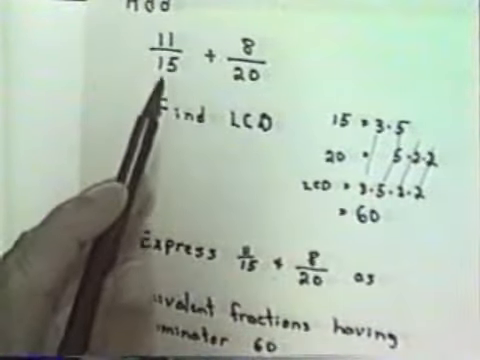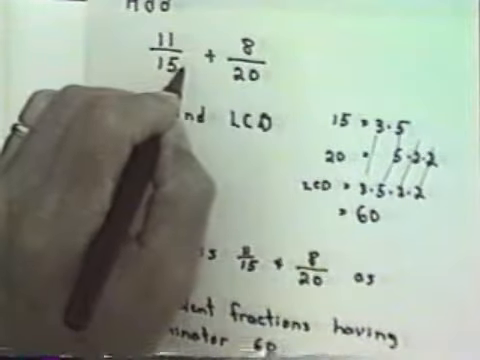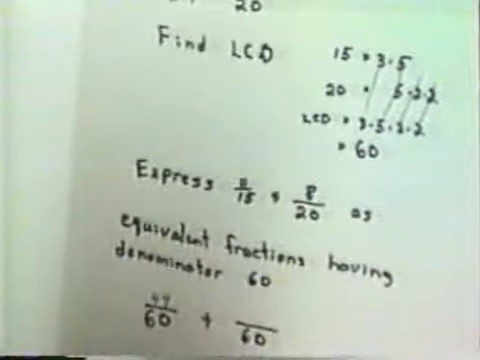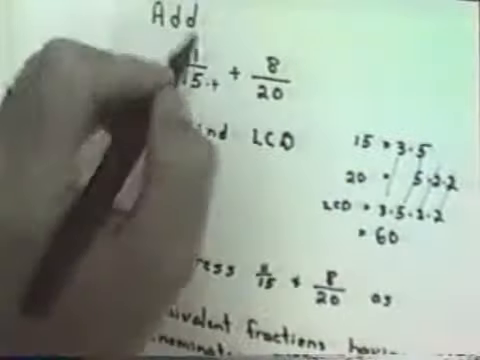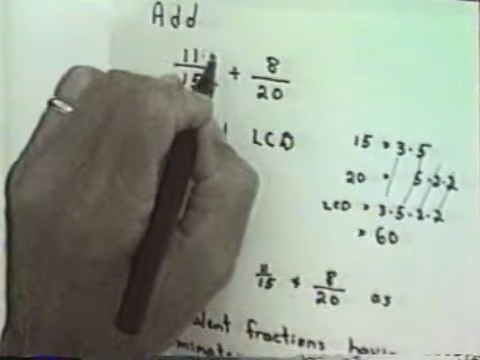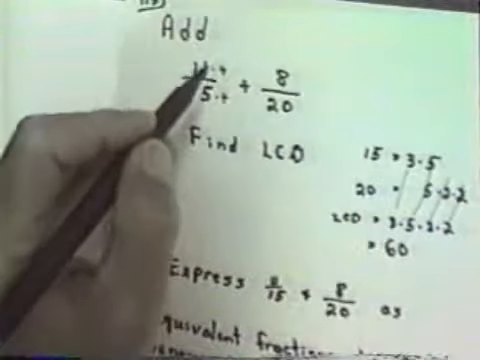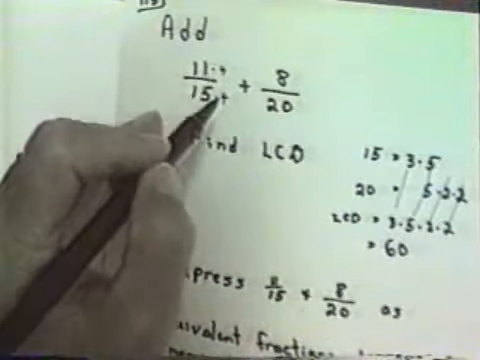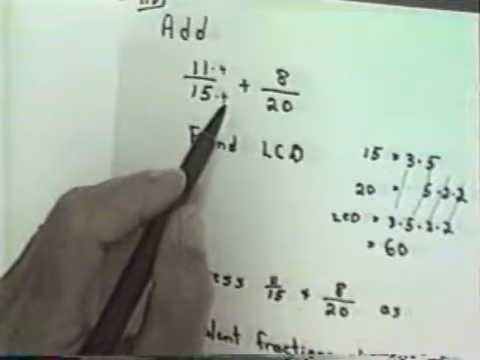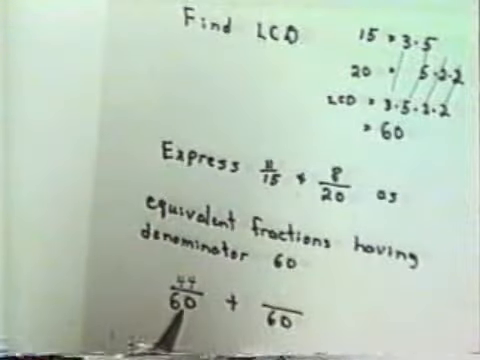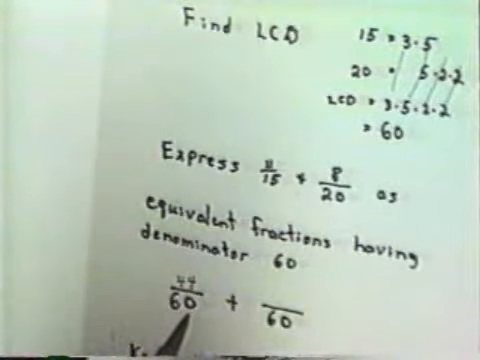Now the way I did that, I multiplied the denominator by 4. That's how you get the 60. 15 times 4 is 60. And then you multiply the numerator by the same thing. 11 times 4 is 44. So I had to multiply both numerator and denominator by the same thing. And that same thing was whatever it took to get the denominator of 60.